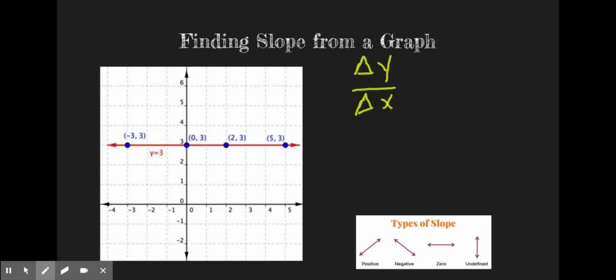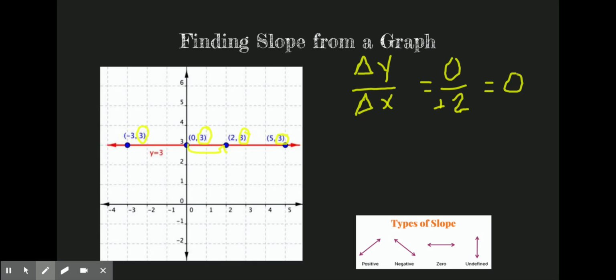So let's take a look at our y values. We'll look at all of our y values. Are they changing? They are not. They went from 3 to 3 to 3 to 3. So the change in y is 0. What is the change in x? It really doesn't matter what our change in x is because when I take 0 and divide it by any number, let's say the change is from here to here, that was a positive 2. 0 divided by 2 is simply 0.